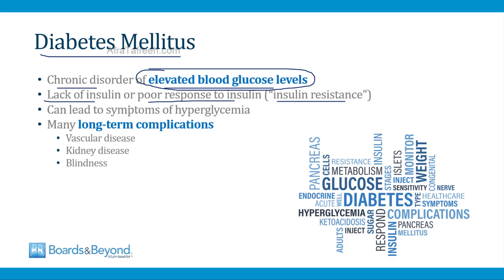Diabetes mellitus is bad for a couple of reasons. First of all, it can lead to symptoms of hyperglycemia, and we'll talk about these in a minute. But more importantly, when there's chronic hyperglycemia, this leads to a number of serious long-term complications. This includes vascular disease like stroke and heart attacks, also kidney disease, blindness, and a number of other complications. And it's mostly because of these long-term complications that diabetes is such a serious chronic illness.